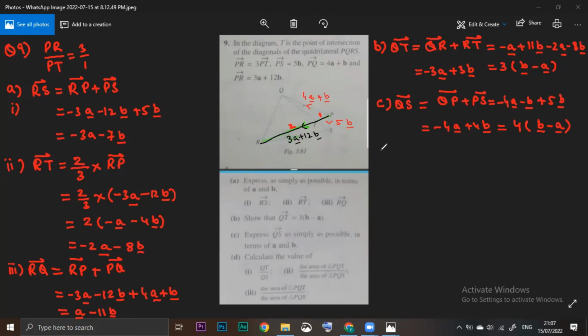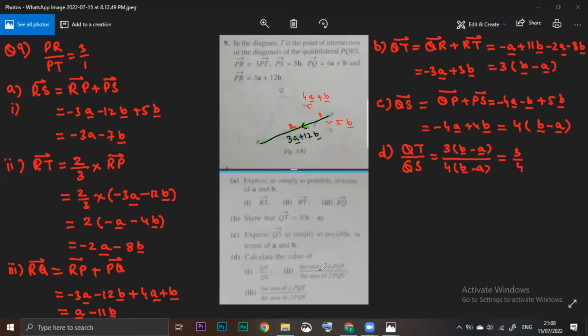Okay, now part D. In part D, we want to find out QT over QS. We have the expression for QT, which is 3 into B minus A, over the expression for QS, which is 4 into B minus A. We will cancel out B minus A with B minus A. The answer is 3 over 4.